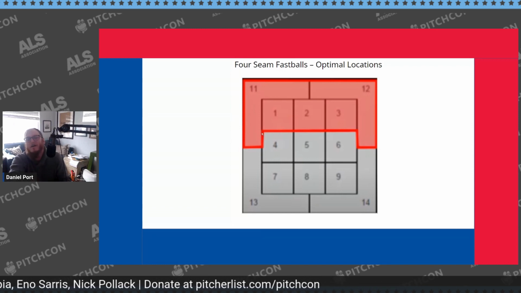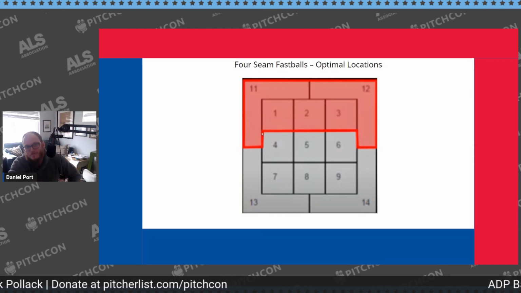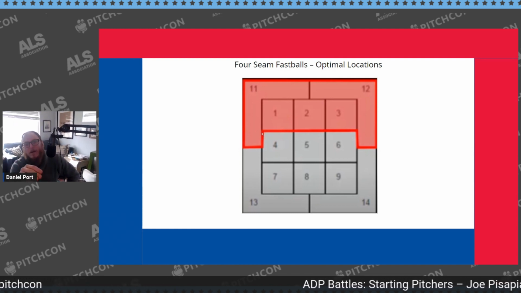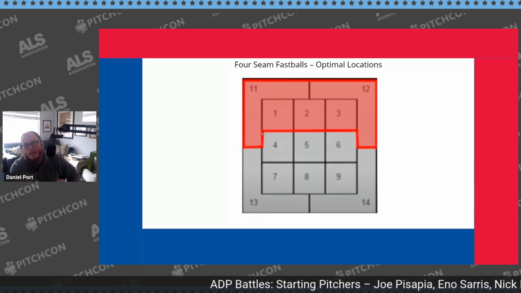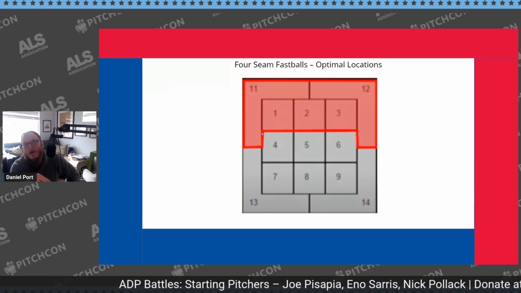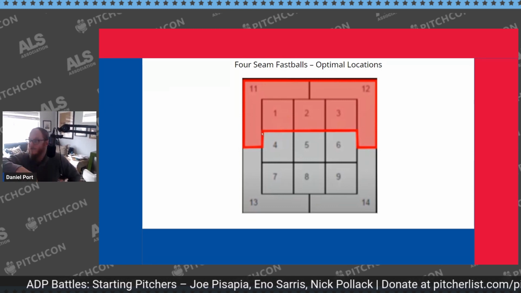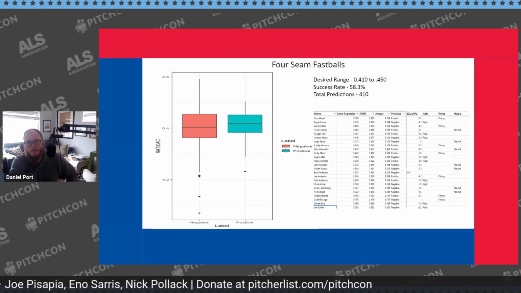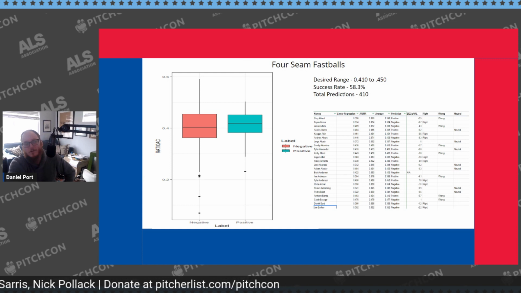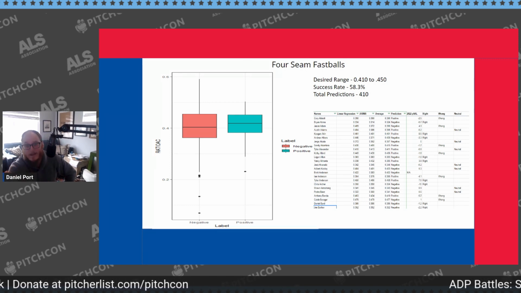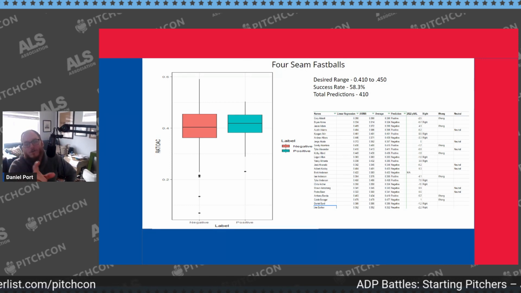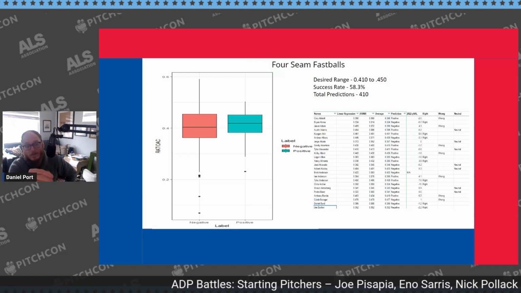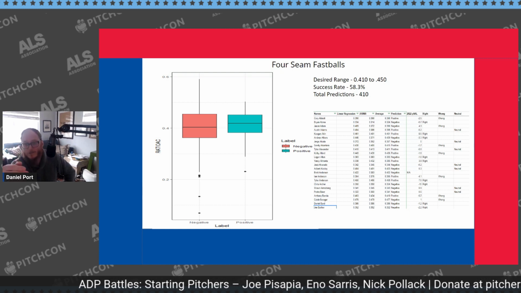How did I do? Let's start with four seam fastballs. If you look at four seam fastballs here, I show the optimal locations you can see there. You've got the three zones at the top of the strike zone; those would be in the zone, and then 11 and 12 are what I used for out of the zone and up, right? Now, if we look at four seam fastballs on the left here, you see the two bins of the data that was used to create the model. On the right here, you see the positive, and on the left, you see the negative. And this gives you an idea of the range that we're looking for.